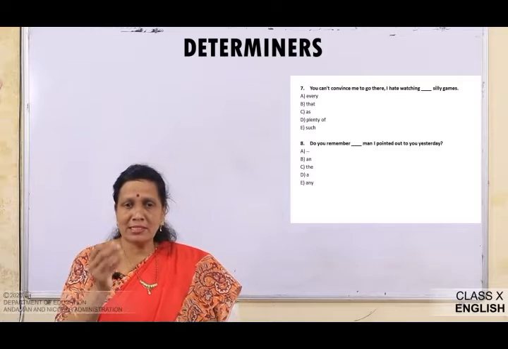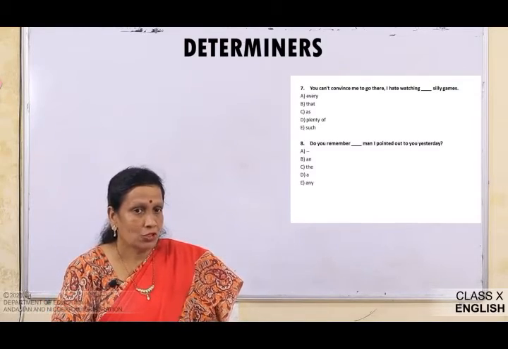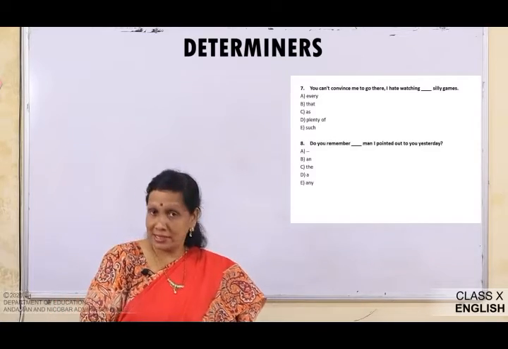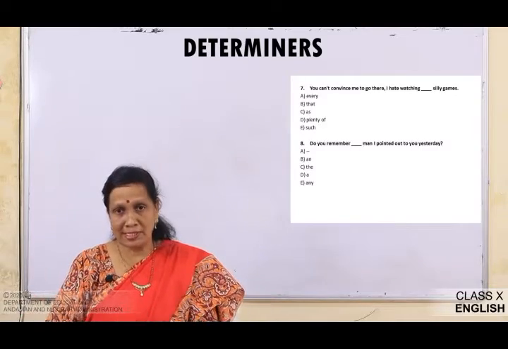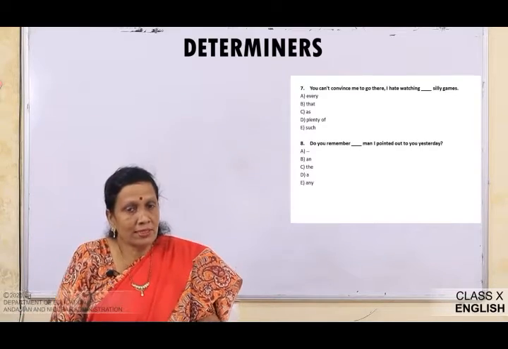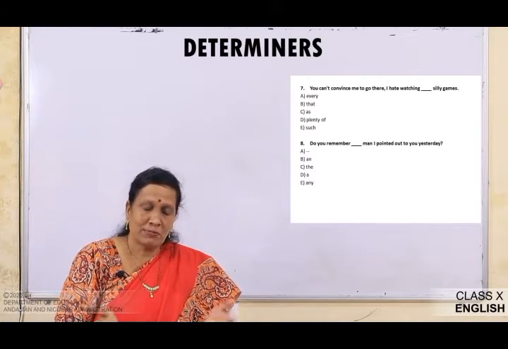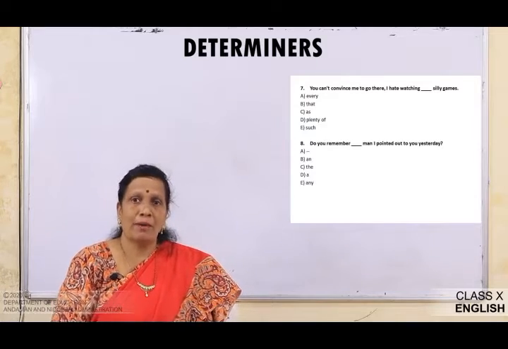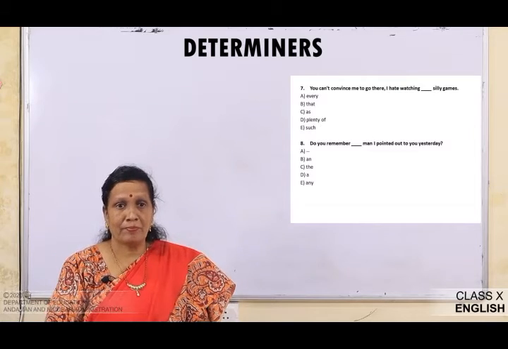So, here the sentence talks about a particular man. Do you remember there is a blank man I pointed out to you yesterday? That means I had pointed out a particular man to you yesterday. So, the is the definite article or the specific article or the specific determiner. So, we use, do you remember the man I pointed out to you yesterday?